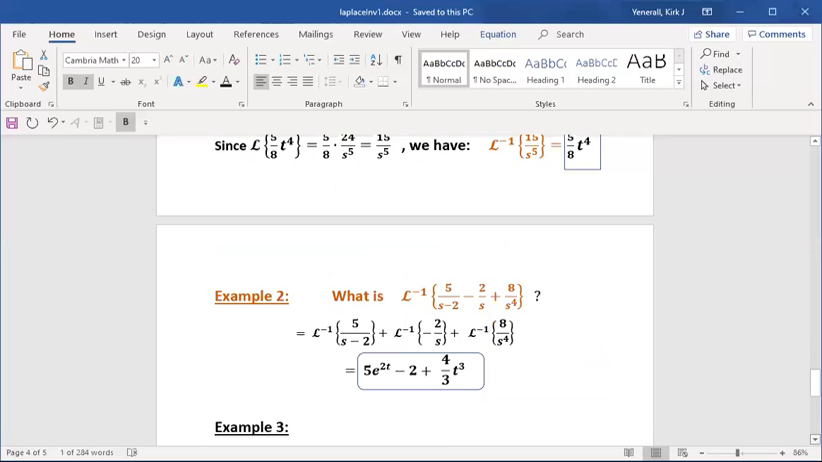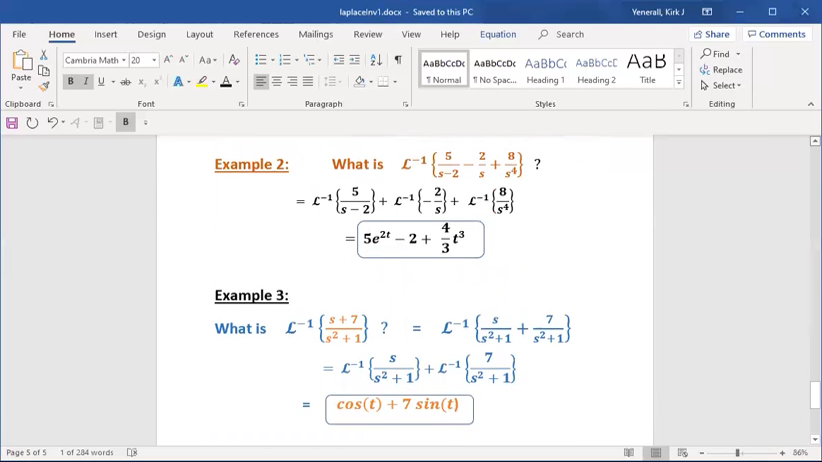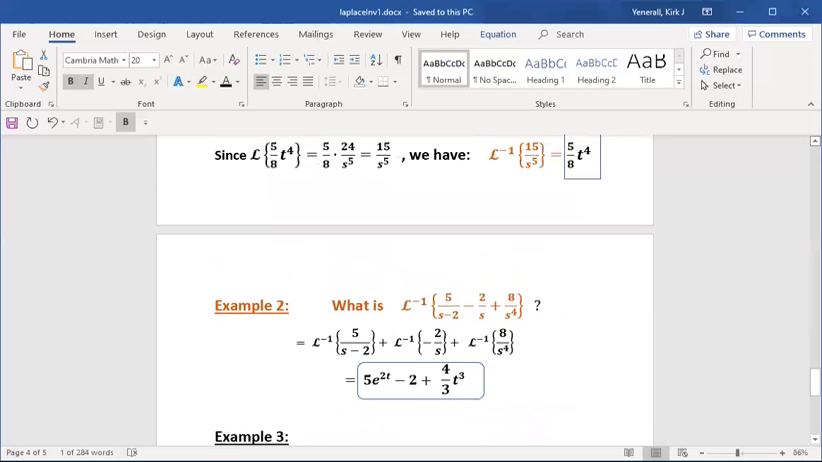As a further example, let's take a look at finding the inverse Laplace transform for a sum of 3 terms. 5 over s minus 2, minus 2 over s, plus 8 over s to the fourth. What if we're finding the inverse transform of the sum of those 3 terms? Well, we can use linearity here. Just as the Laplace transform is a linear transformation, the inverse Laplace transform is also linear. That means to find the inverse transform of the sum of these 3 pieces, I can find the inverse transforms of each of the 3 pieces separately and add those together.